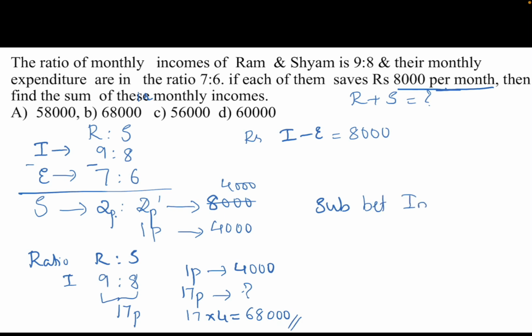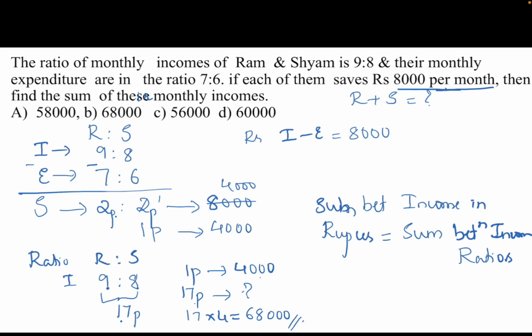income, sum between income in rupees is always equal to sum between income ratios. Okay, so directly I added the ratio. So ratio 9 and 8 is 17 parts. So if 1 part is 4,000, 17 parts will be how much? So the income of Ram and Shyam together will be 68,000, option B.